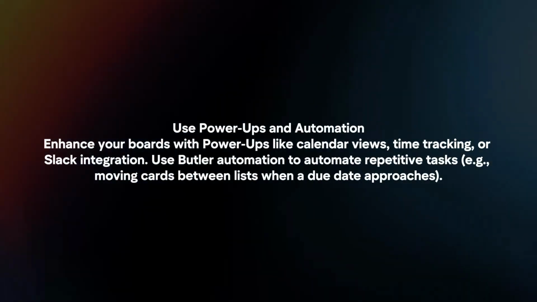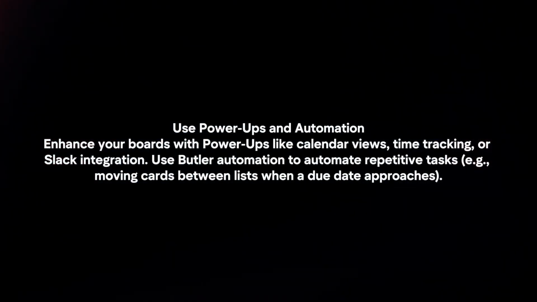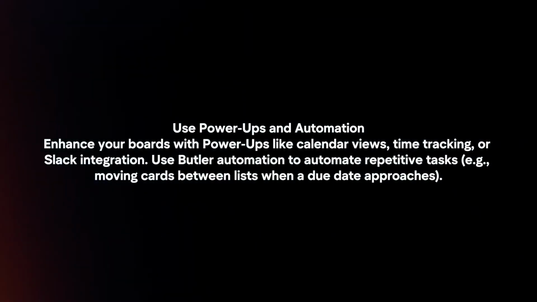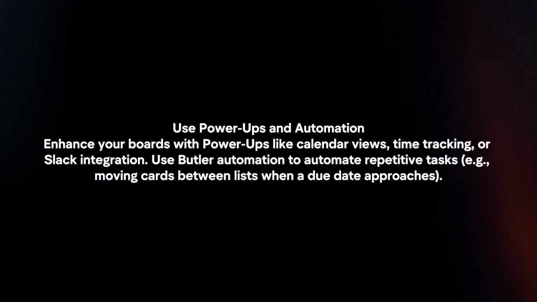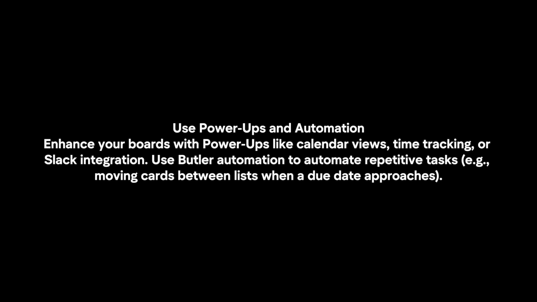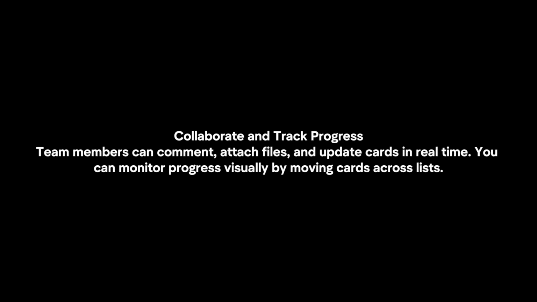Use power-ups and automation. Enhance your boards with power-ups like calendar views, time tracking, or Slack integration. Use Butler automation to automate repetitive tasks. Collaborate and track progress. Team members can comment, attach files, and update cards in real time. You can monitor progress visually by moving cards across lists.